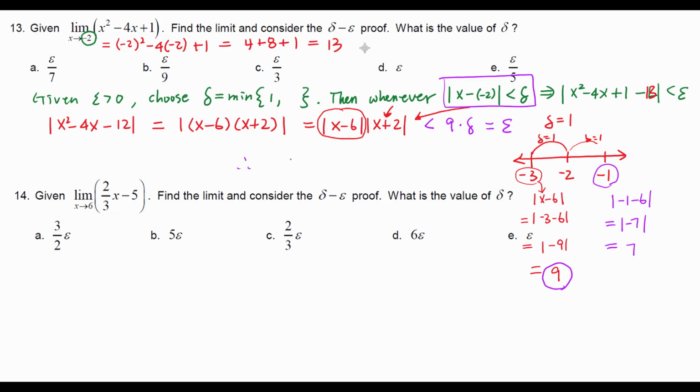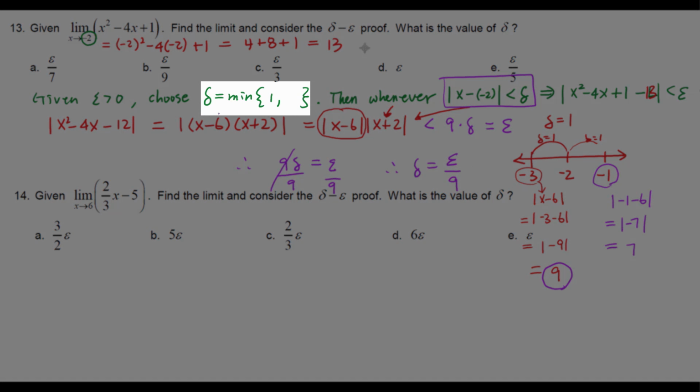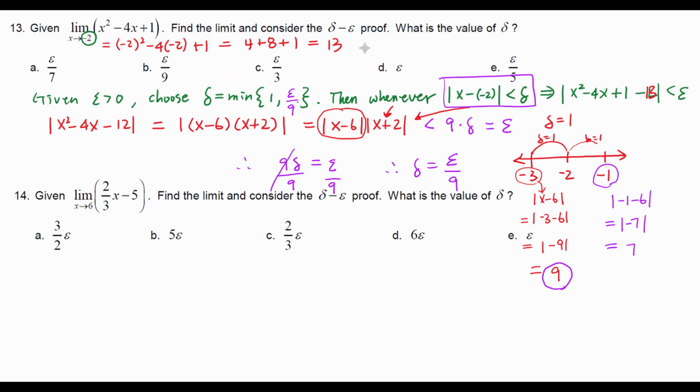So therefore, 9 delta equals epsilon. So divide both sides by 9. You can see that then delta has to be equal to epsilon divided by 9. So delta has to be the minimum of 1 and epsilon over 9. So the value that we are looking for is epsilon over 9, which is B.